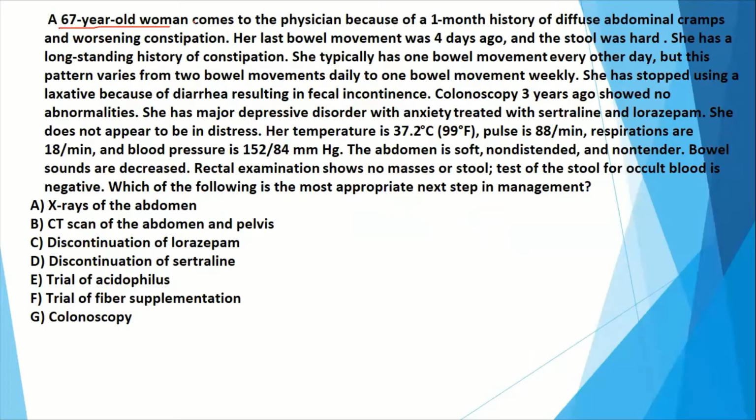A 67-year-old woman comes to the physician because of a 1 month history of diffuse abdominal cramps and worsening constipation. Her last bowel movement was 4 days ago, and the stool was hard. She has a long-standing history of constipation, and she typically has one bowel movement every other day. But this pattern varies from two bowel movements daily to one bowel movement weekly. She has stopped using a laxative because of the diarrhea resulting in fecal incontinence.